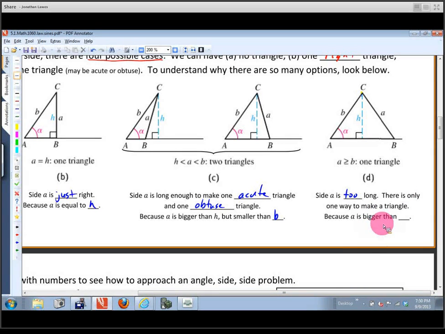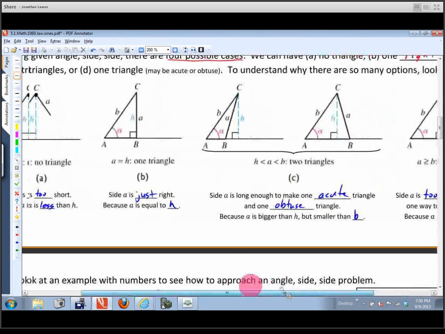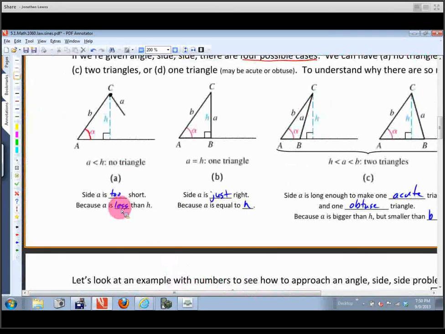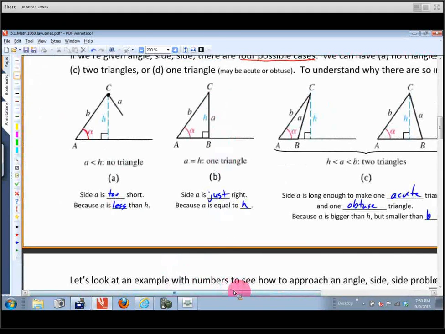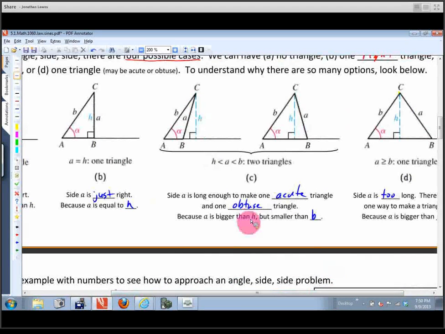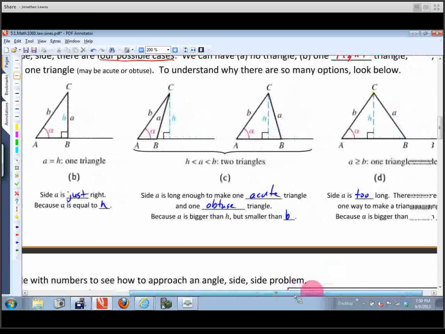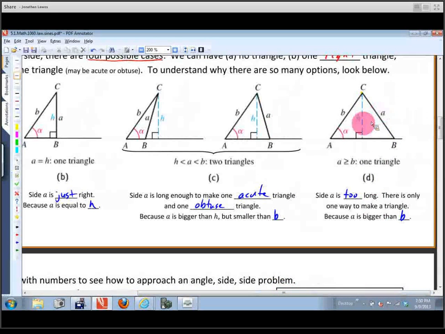The reason for that is because A is bigger than B, okay? So in all of these other cases, A is less than H, A is equal to H, A is a little longer than H but still smaller than B. And for this one right here, all we need to check is if A is bigger than B, okay?